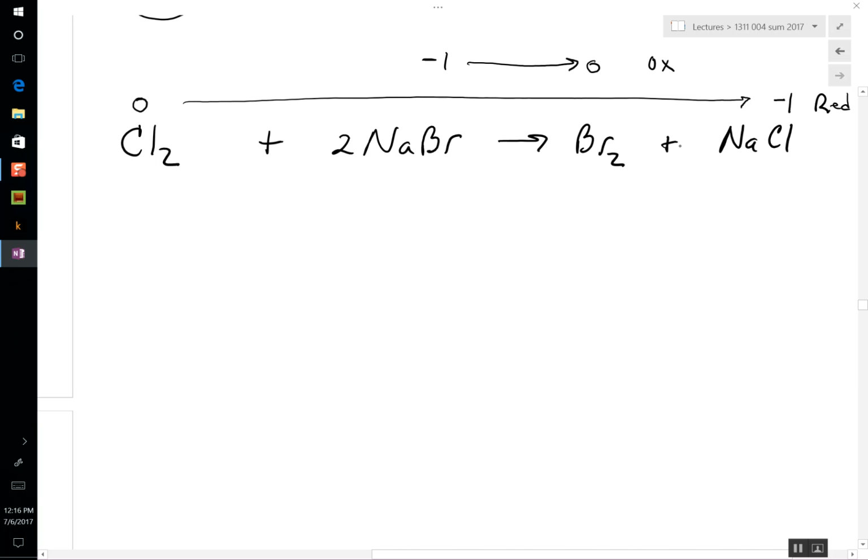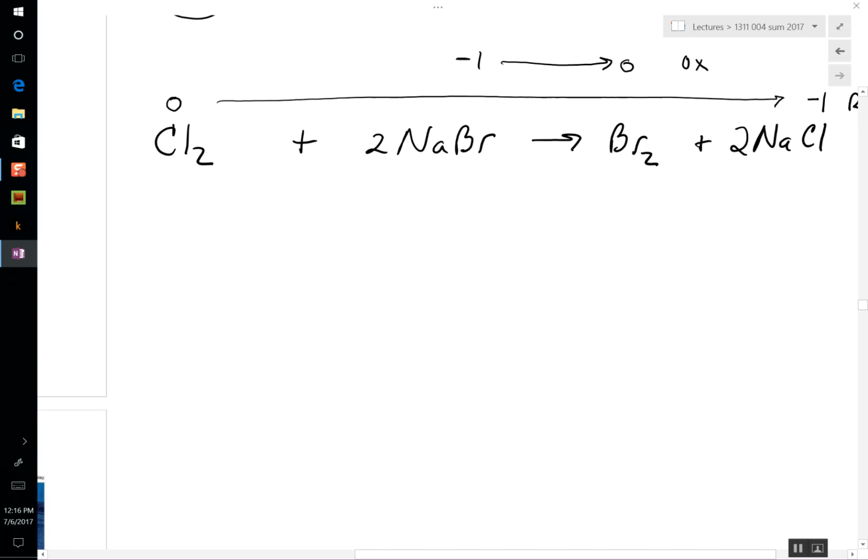Now, I got to balance it. What do I need? I need a 2 right here. So let's write the oxidation half reaction first. We have 2 bromides, two electrons plus 2 bromides is forming 1 bromine, Br2 molecule.